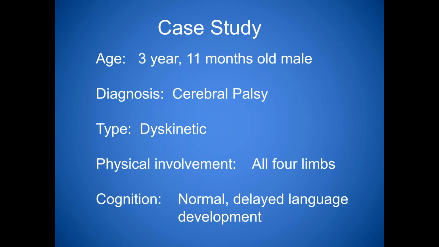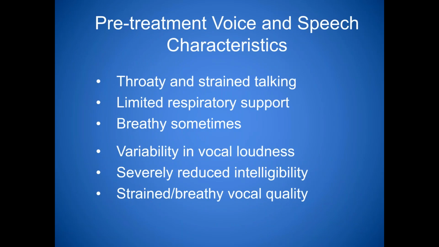He had a dyskinetic type of cerebral palsy. Normal cognitive development, but delayed language development, very, very motivated to communicate. And he had voice and speech characteristics that made sense to focus on the voice as a target, in that he had throaty and strained talking, limited respiratory supports, breathy sometimes. He was variable in vocal loudness, severely reduced intelligibility, and sometimes either strained or breathy vocal quality. So a dyskinetic type of, sometimes loud, sometimes not loud, sometimes strained, sometimes breathy.